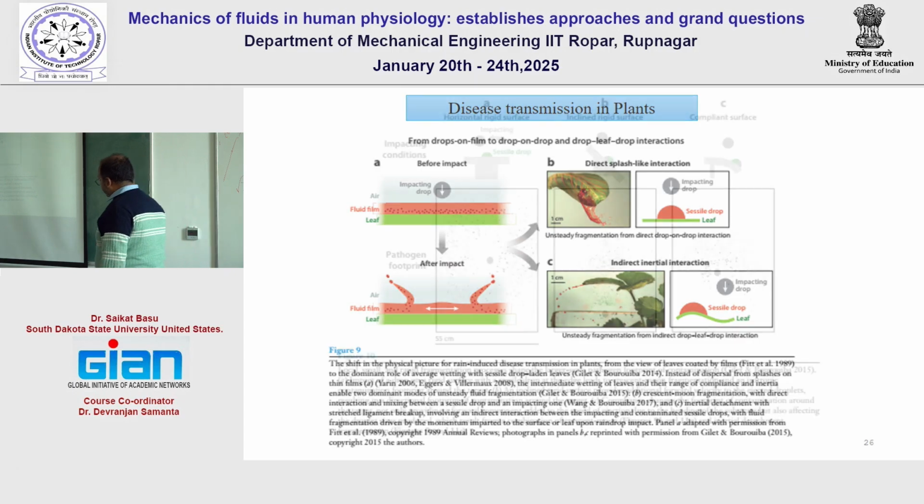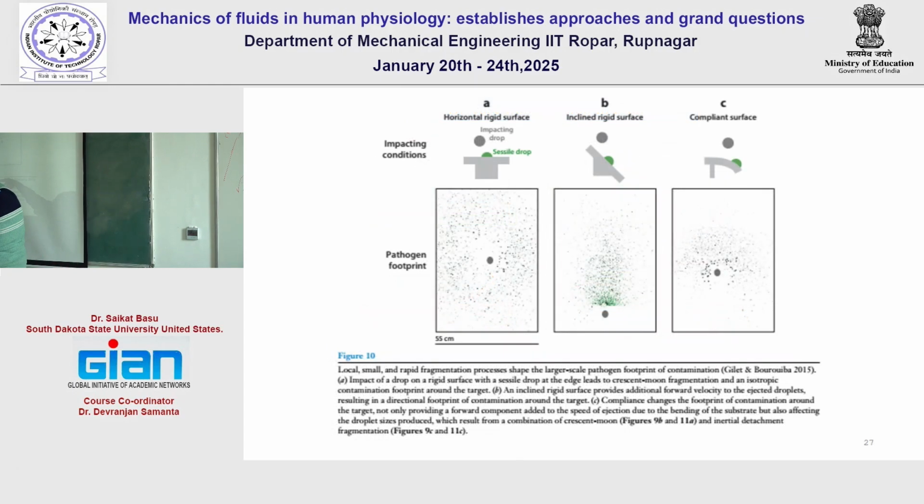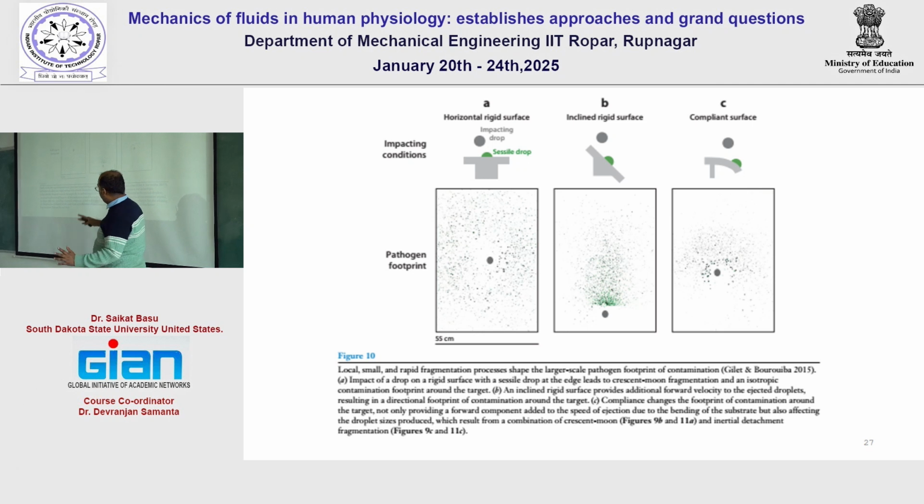So here you can see that these are basically, after the fragmentation, the map of the pathogen footprint. So you can see here is a pathogen footprint when, let's say, there is a water film or a sessile drop. Just a simple water droplet is here. So with water, how the fragmentation is creating the map of the dispersed droplets.